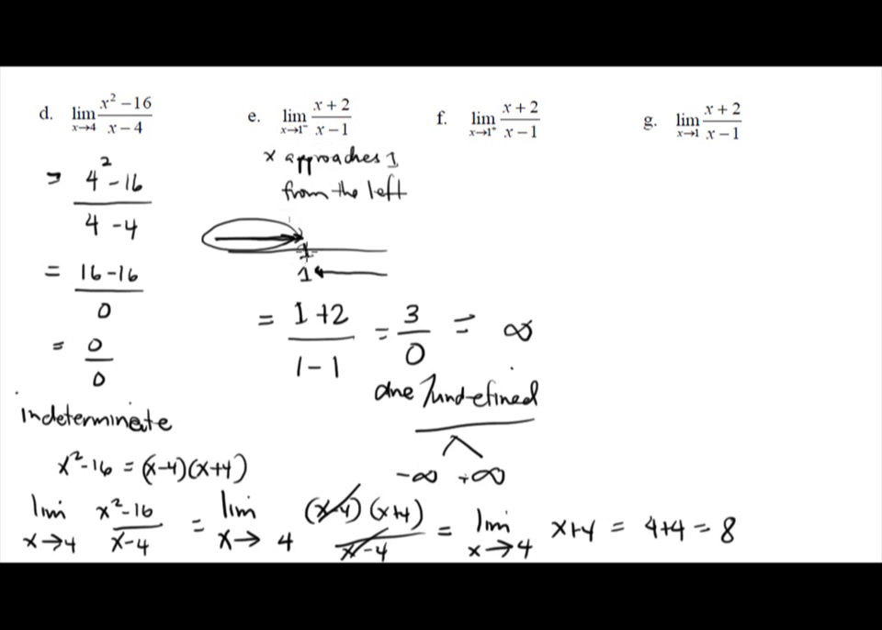Say 0.9999999. Okay, as many 9s as you want. Just to make the computation simple, let's pick 0.99. So if this is 0.99, this is also 0.99. This is 2.99, and this is negative 0.01. So when you divide these two numbers, you will come up with a negative number. So this sign actually will be the sign of your infinity. So as x approaches 1 from the left, the function goes to negative infinity.